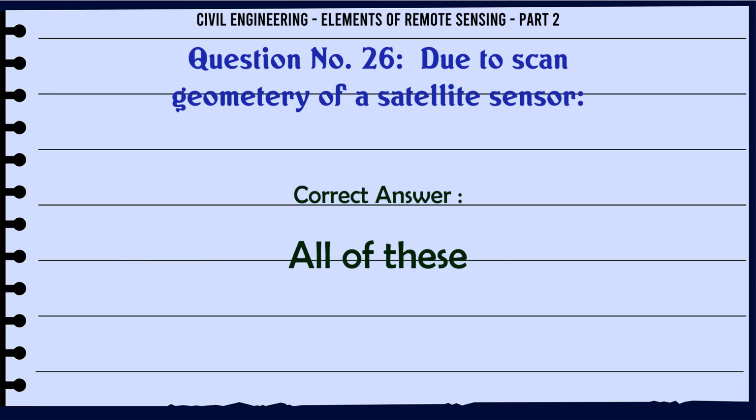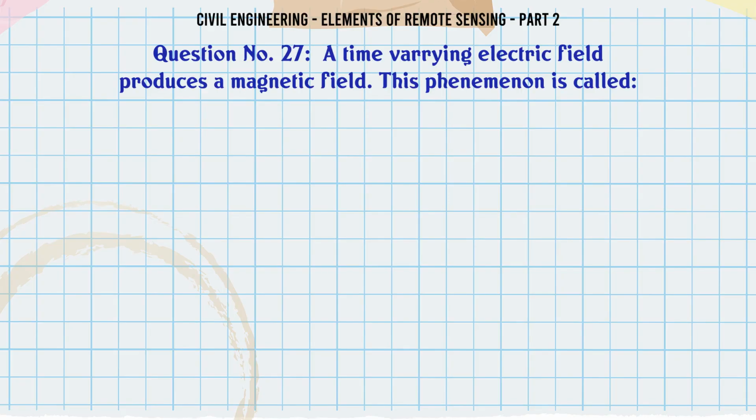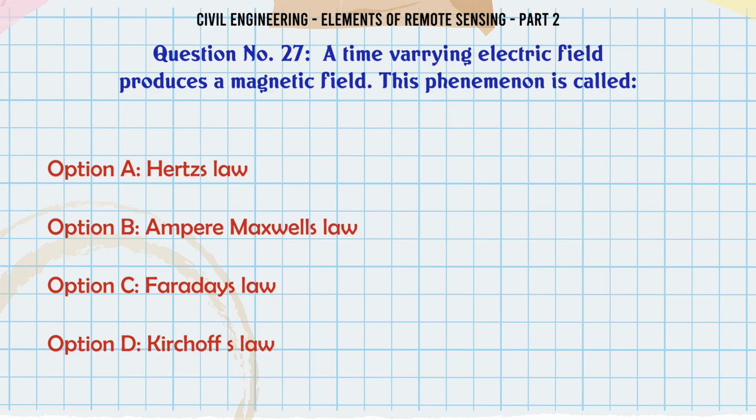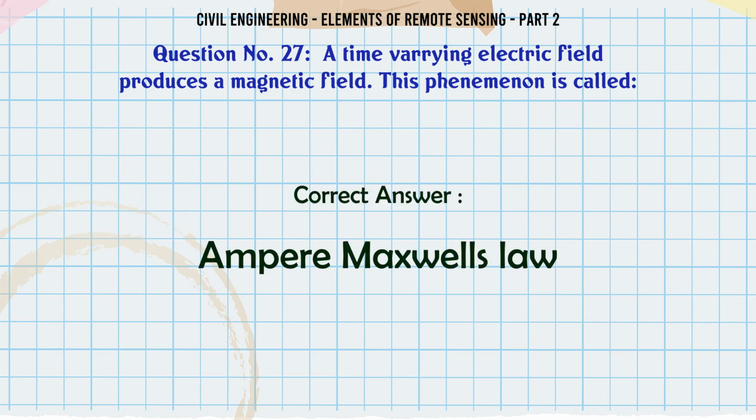A time-varying electric field produces a magnetic field. This phenomenon is called A. Hertz's law, B. Ampere-Maxwell's law, C. Faraday's law, D. Kirchhoff's law. The correct answer is Ampere-Maxwell's law.